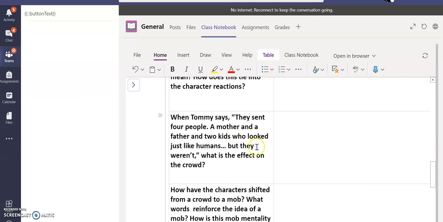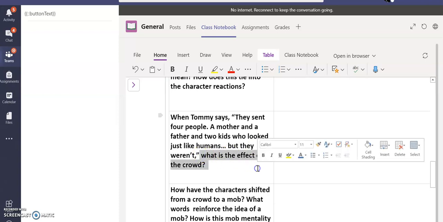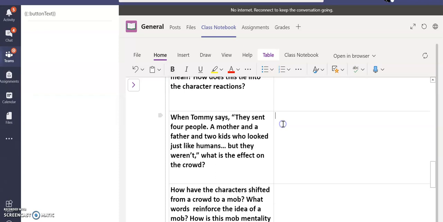When Tommy says, Tommy's the little boy in the play, they sent 4 people, a mother and a father and 2 kids who looked just like humans, but they weren't. What is the effect on the crowd? After Tommy says that, how does the crowd change?